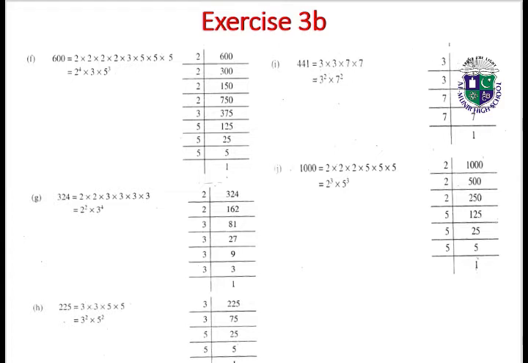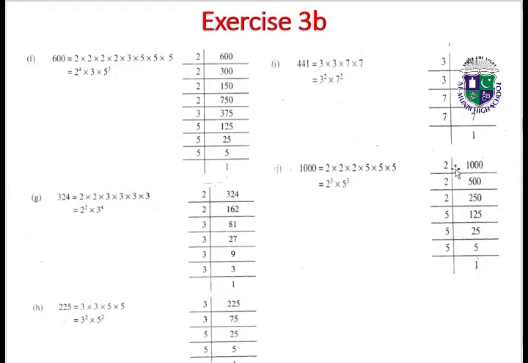I part, 441. 3 1s are 3, 3 4s are 12, 2 carry 27, 3 7s are 21, 3 9s are 27, 49, 7 7s are 49, 7 1s are 7. 3 multiplied by 3 multiplied by 7 multiplied by 7, 3 square multiplied by 7 square.